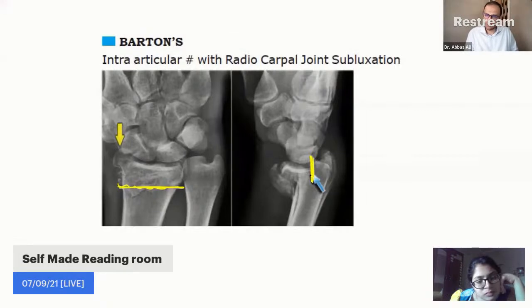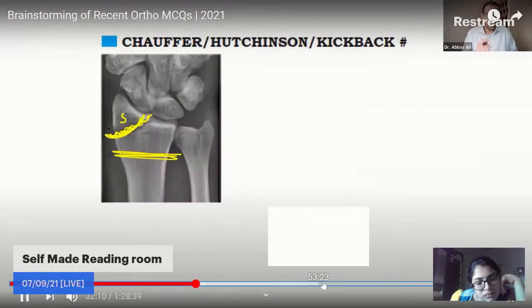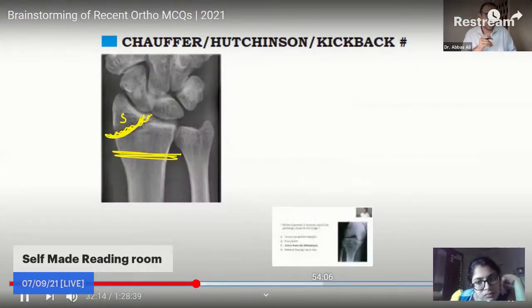In the lateral view, if it's intra-articular, it is mostly Barton only. And if it's involving the full length of the radius or full thickness of the radius, it's Barton only. But here, if only the radial styloid is involved, then it is Schoffer. What is the story behind Schoffer's?